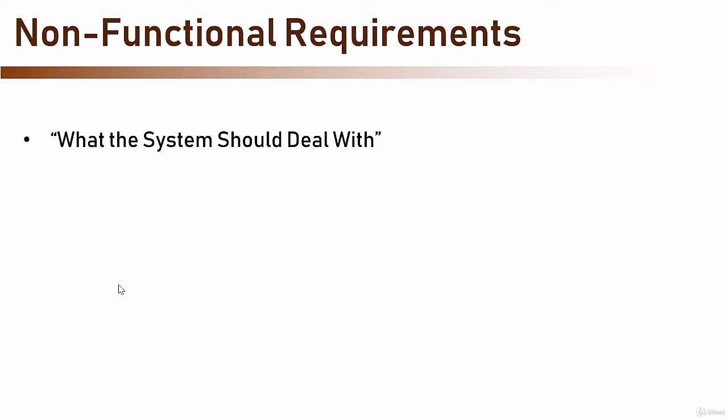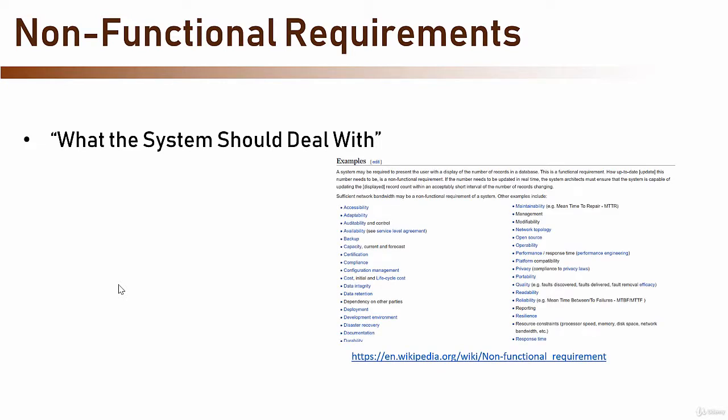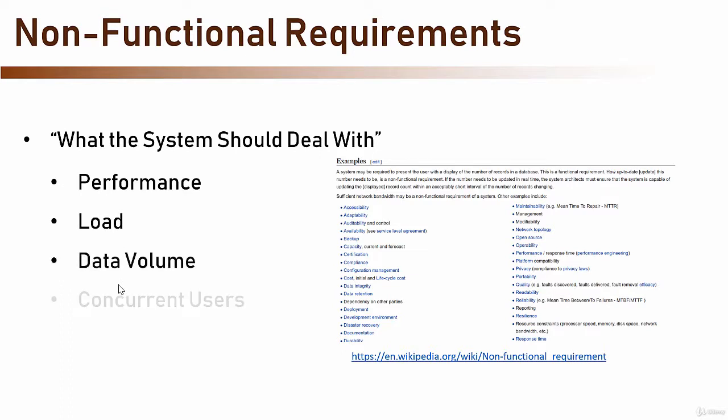Non-functional requirements basically describe what is the expected environment for the system, with emphasis on edge cases. If you take a look at the Wikipedia page for non-functional requirements, you will see a long list of those requirements. In real life, however, there are 5 non-functional requirements that we will usually deal with. Those 5 are performance, load, data volume, concurrent users, and SLA. Let's discuss each of them.